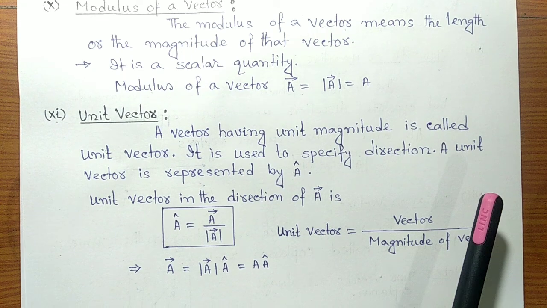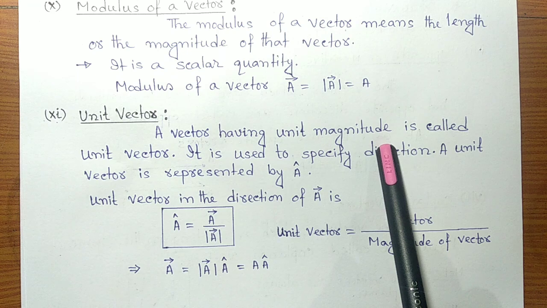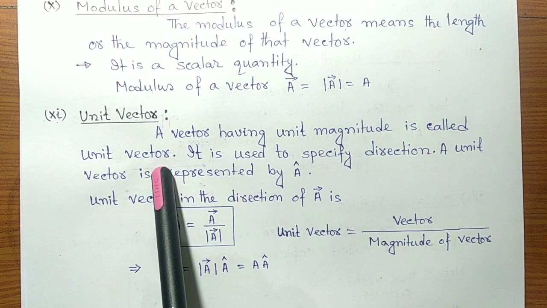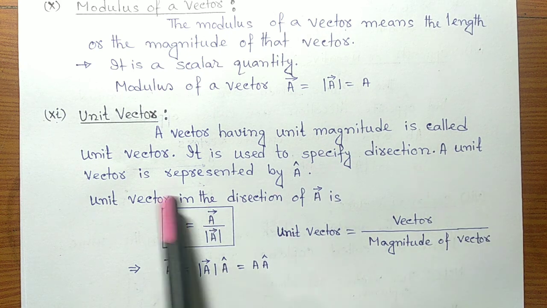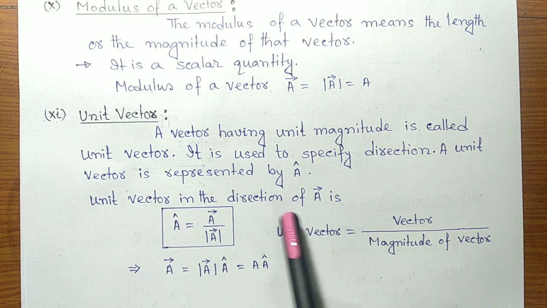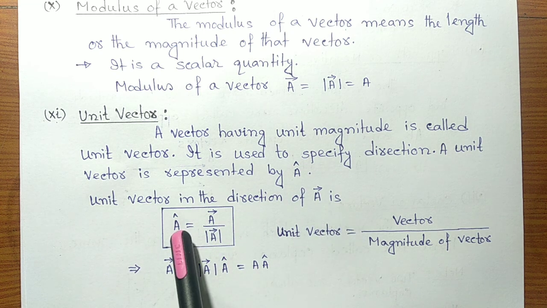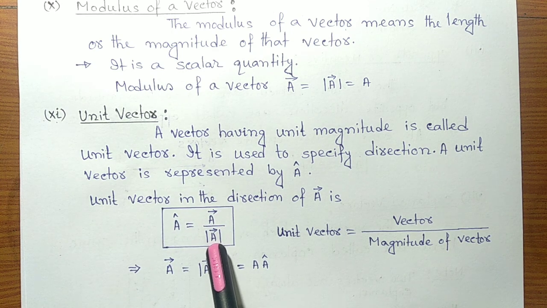Next is the unit vector, which is very important. A vector having unit magnitude is called a unit vector. It is used to specify the direction. A unit vector is represented by A cap. The unit vector in the direction of vector A is given by A cap is equal to vector A divided by the magnitude of vector A. From that equation we can write vector A is equal to mod A into A cap.